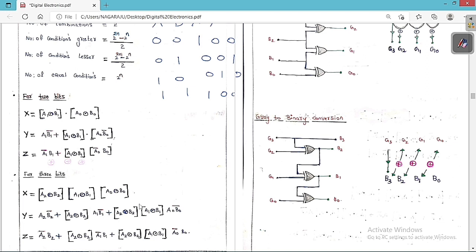So these are the expressions that you always have to keep in your mind regarding this. X is activated when A is equal to B, Y is activated when A is greater than B and Z is activated when A is less than B. So these are the expressions that we are going to get for the corresponding comparator for 2 bits and 3 bits. Generally you can write it like this for any number of inputs.